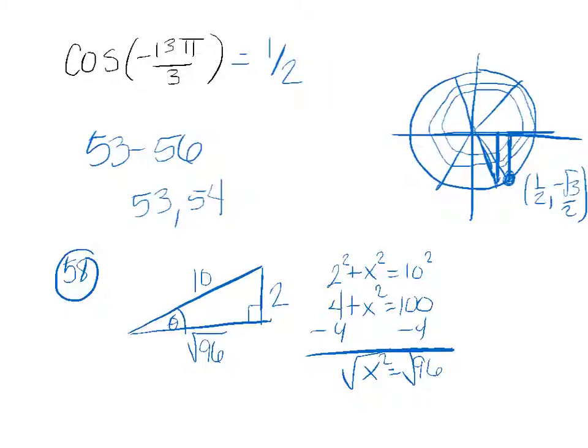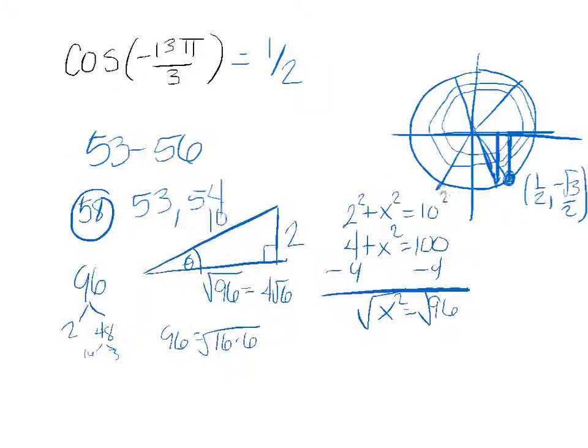Now, can that be simplified? The square root of 96. 96 is 2 times 48. Yes, I can simplify it, can't I? 48 is 16 times 3. So 96 is 16 times 6. So this is really 4 square roots of 6. Isn't that lovely?